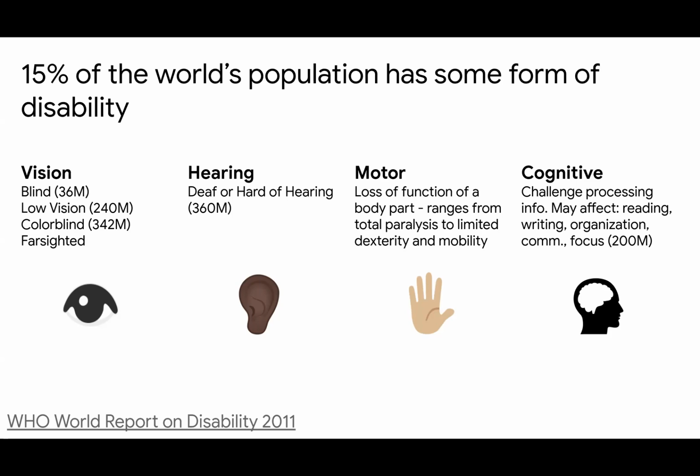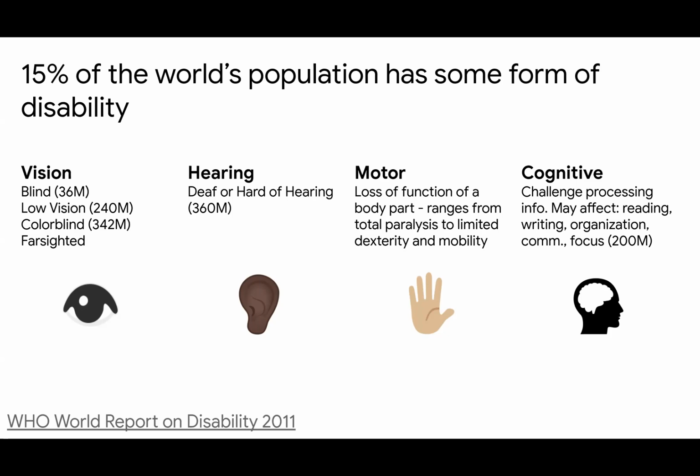And then third, we have motor. That can range from total paralysis to limited dexterity and mobility. Our fourth bucket is cognitive. That includes challenges in processing information, and that may affect organization, communication, focus, reading, writing, etc.